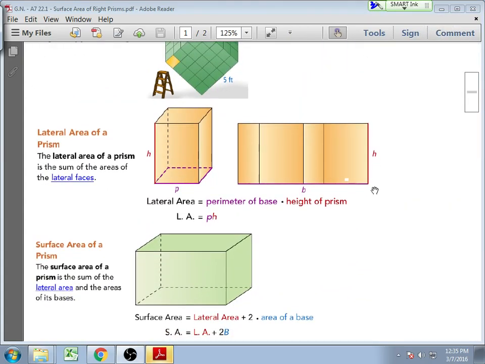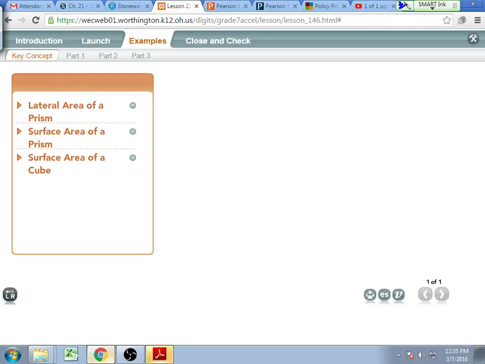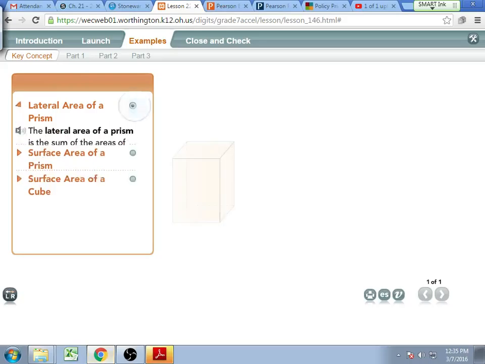Moving on to our lateral area of the prism, I'm actually going to jump back over into digits and let this play out. Hopefully you can hear what it's talking about, but it does a really good job of showing you that the lateral area is only including the sides of the shape. It does not include the top or the bottom.